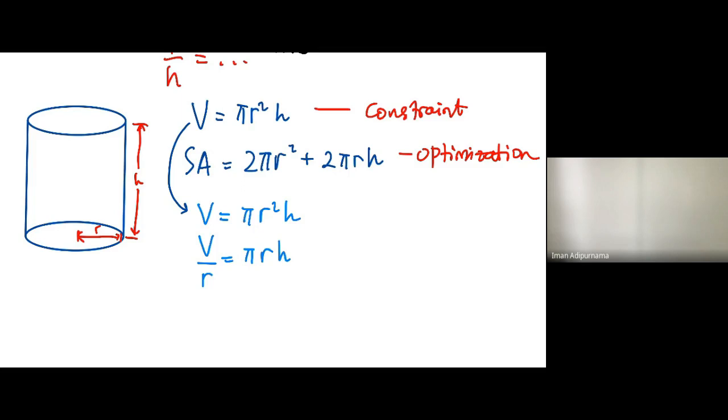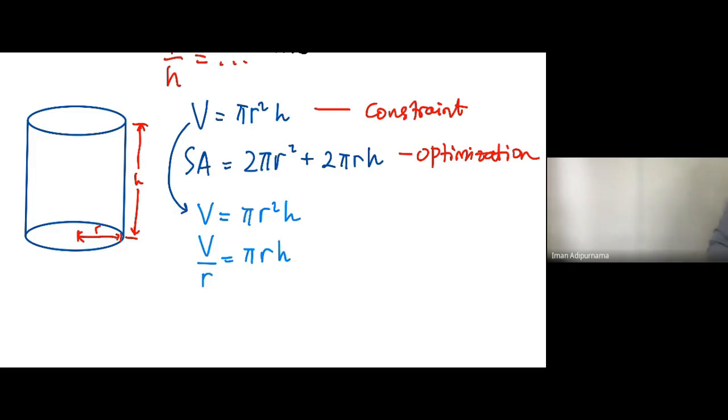So how to substitute? First, it depends on what terms the question is asking. Then look at the derivative first and imagine which one is easier for you to differentiate, and that will be your choice. For me, I will use V divided by R to replace pi R H.